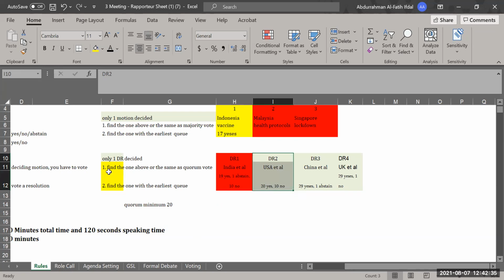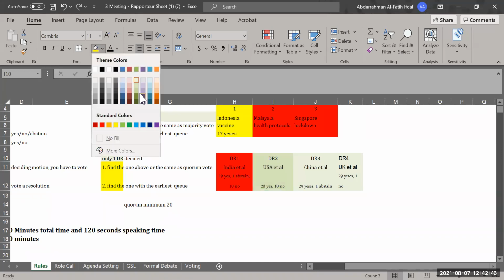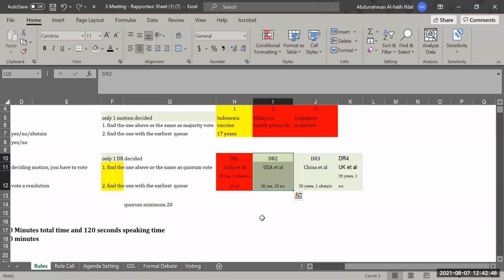Knowing that USA fulfills two requirements and no country before the United States already fulfills the requirements, DR2 is the one chosen. DR2 will be decided as the final and binding resolution for all the member states, even for those who do not agree with the United States, even those who voted 10 no's. So this is the concept of voting.